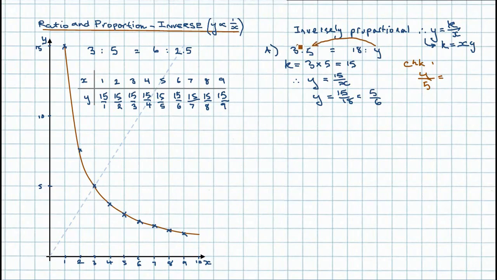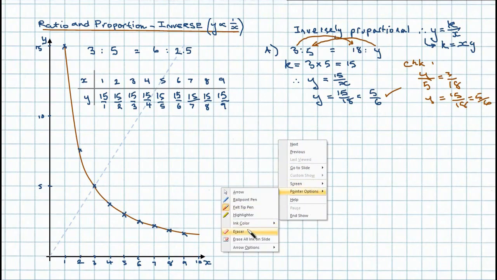This is because it's an inverse relationship. So 3/18, we should get the same answer. Let's try. So cross multiplying, we get y equals 3 times 5, so 5 times 3, which is 15, divided by 18, so 5/6. So good. Simple check means we can confirm that this must be correct.